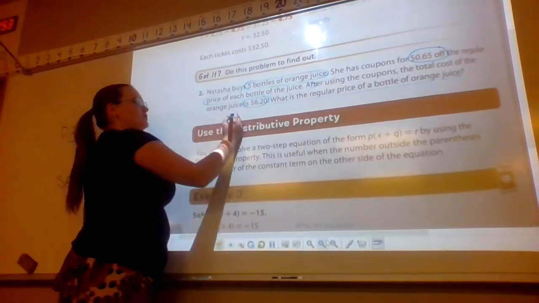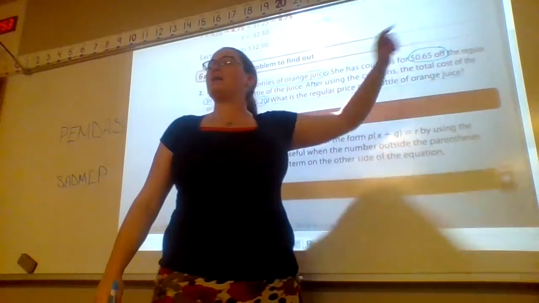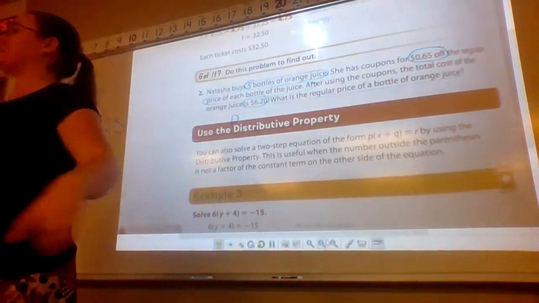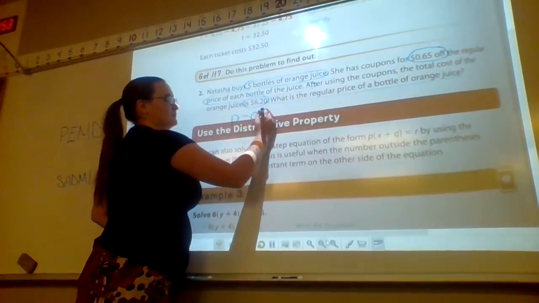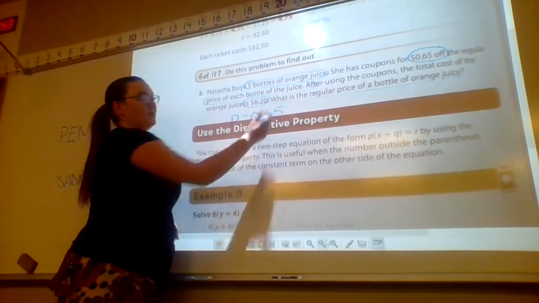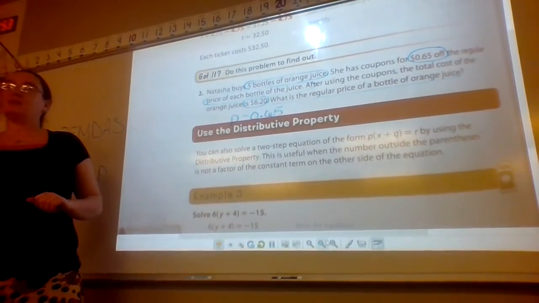Variable. There's your variable. The coupons are 65 cents off the regular price, not the bottle, but the price. No, because you need to know the price to subtract 65 cents. So you don't put the 5.